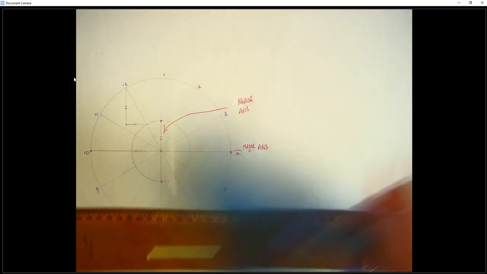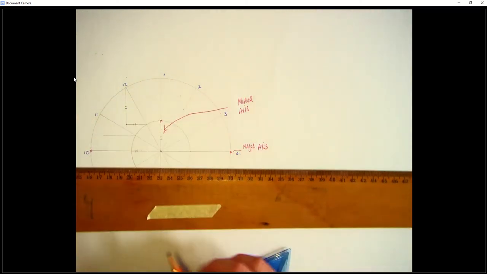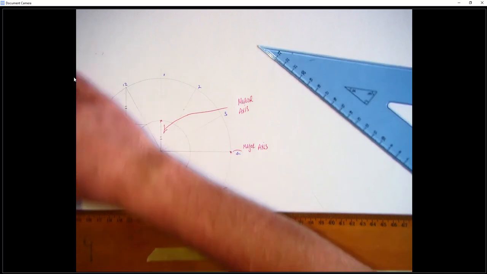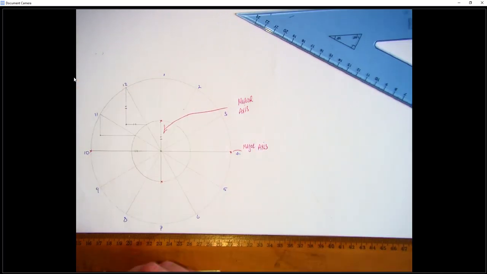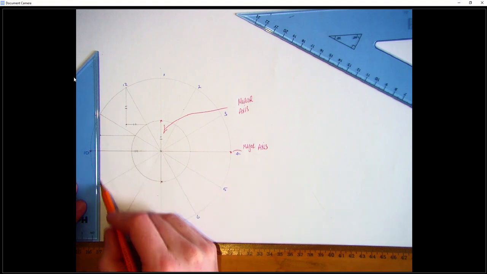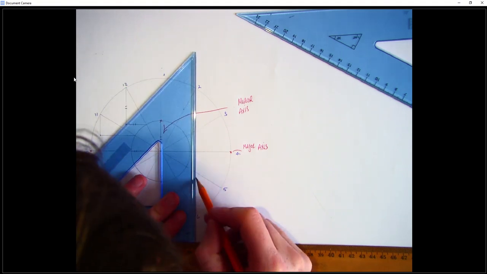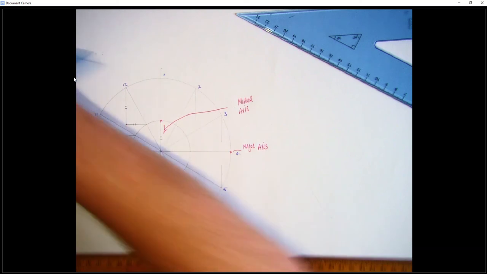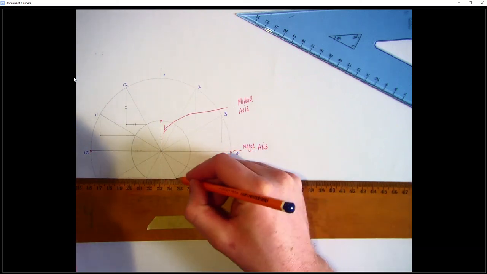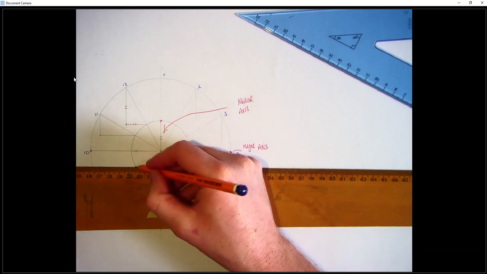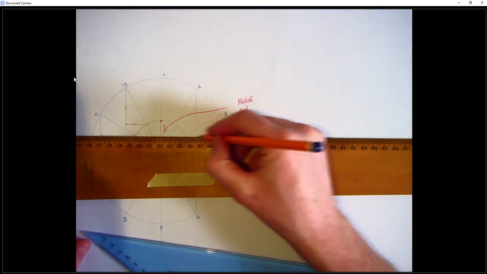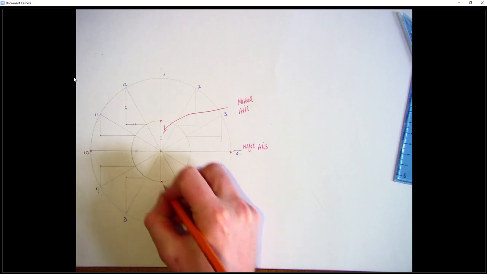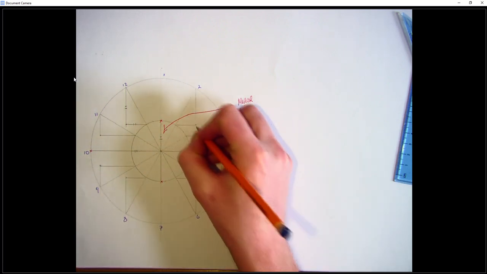So I need to repeat that process for the rest of them. For example, for this point here, I'm going to draw a line parallel, coming down this way. That's giving me another point. I'm going to repeat that process now for the rest of my points. So what we get now is a number of different points on the curve of my ellipse.